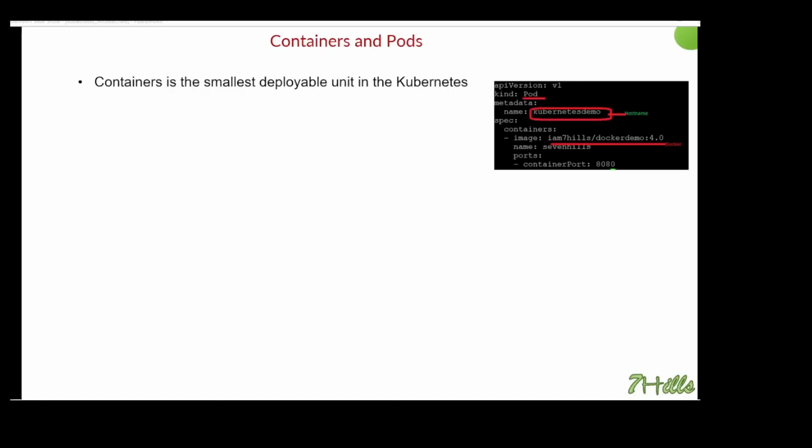This is your sample YAML file where you can see your kind as pod. There are multiple kinds like services and deployment, which we can see in the later section of the course. And the name of this YAML file is called Kubernetes demo. This is also called the host name, which we can see in detail shortly. The images referenced here will get downloaded from your Docker app.